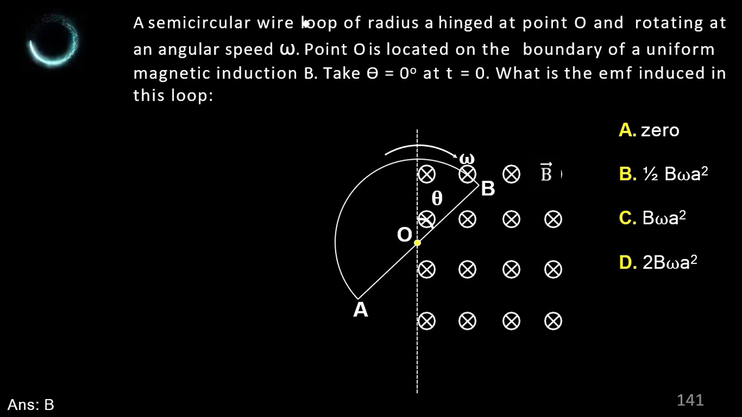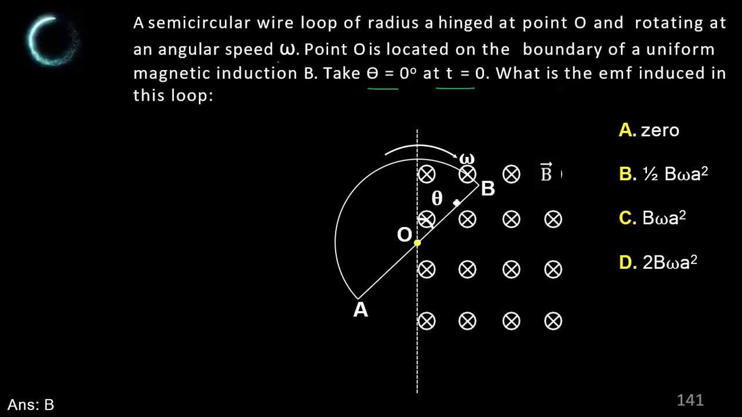Next: a semicircular ring, a loop of radius R, hinged at point O, rotating at angular speed omega. Point O is located on the boundary of the uniform magnetic field. Take theta equals 0 degree at t equals 0. What is the EMF induced in this loop at time t?